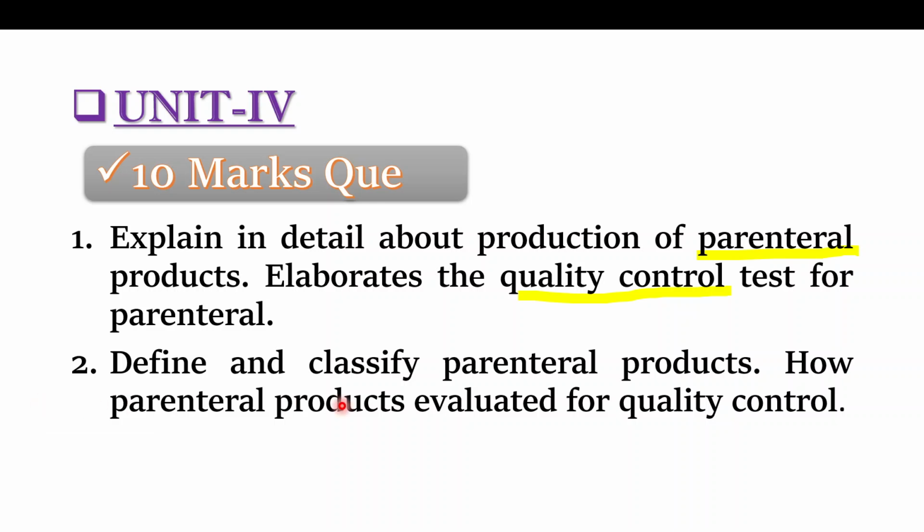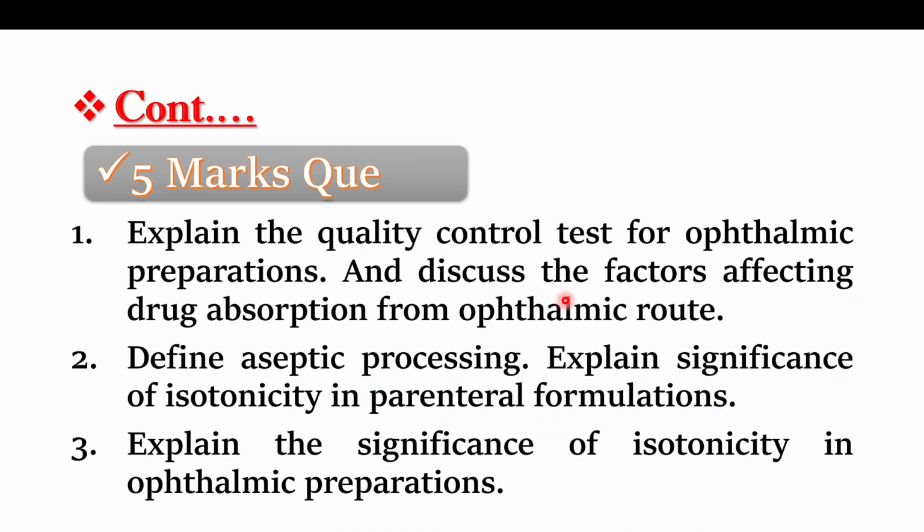Next, second question, define and classify parenteral products and how parenteral products are evaluated for quality control. These are the 10 mark questions that can be asked from unit 4. So focus on the first question, that is explain in detail about production of parenteral products and elaborate the quality control test for parenteral. Next, move forward to the 5 mark question. In 5 mark question, first question is explain the quality control test for ophthalmic preparation and discuss the factors affecting drug absorption from ophthalmic route.